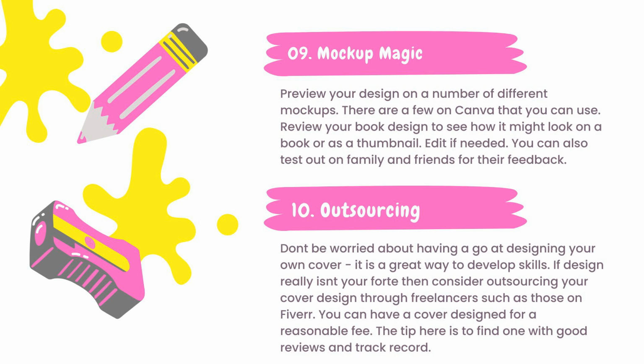So tip number 9 I've called mock-up magic, and this is where you can preview your design on a number of different mock-ups. A mock-up is like a blank book sat on a desk, and then you can superimpose your cover on top of it, for example. There are a few on Canva that you can use. You just need to go into Elements and look for mock-ups. And then you can put a copy of the picture of the front cover of your book on this and see how it might look as a book or as a thumbnail, and edit it if needed.